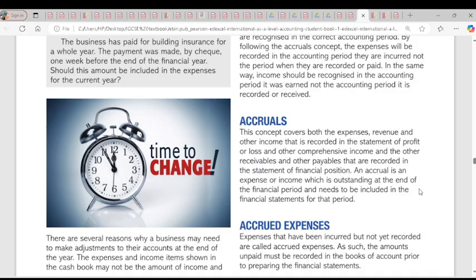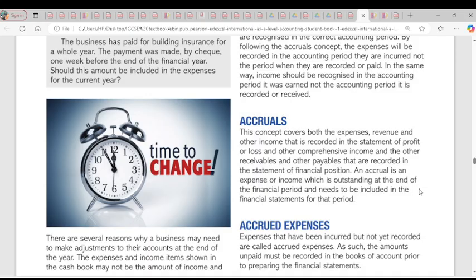So accrued expenses means expenses that have been incurred but not yet recorded. You have incurred these expenses but you have not recorded them. That is accrued expenses. Then we have accrued income. The income due to the business but not yet recorded. Your customers are owing you for the service. Now it's accrued income because the income is supposed to come to you, but it hasn't yet. But in as much as your customer has accepted the liability, then you have to record it.